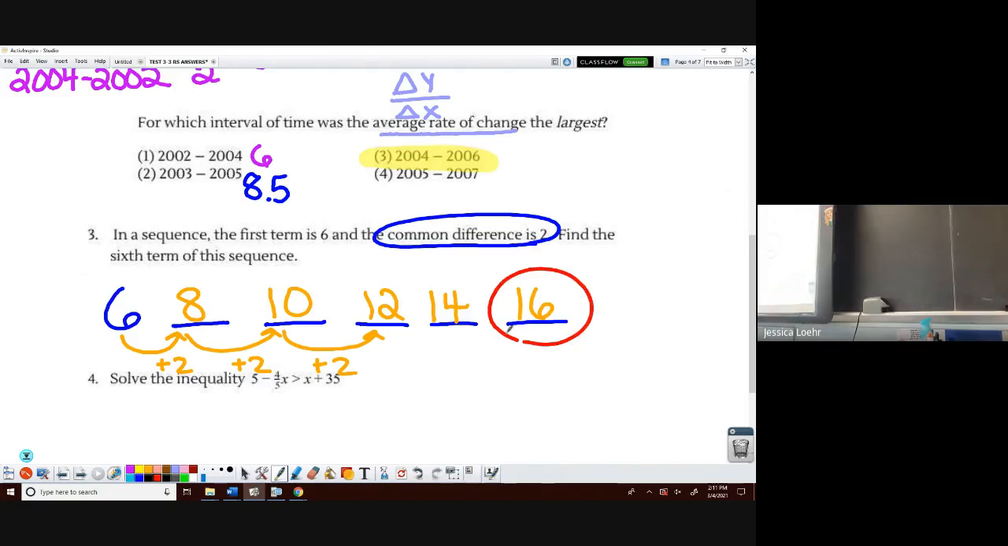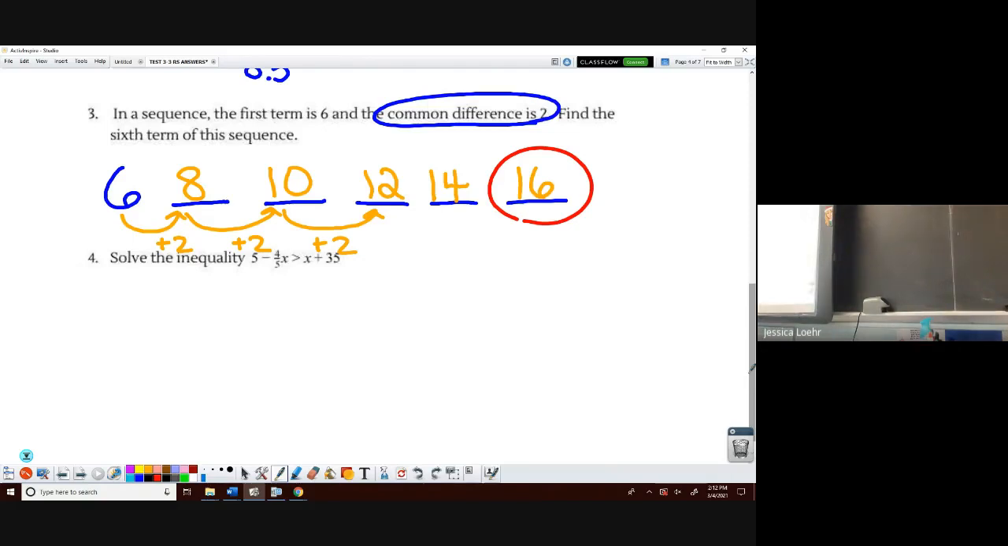Questions? Okay. Number 4, solve the inequality. So you need to get all of your x's on one side and all of your numbers on one side. So the first thing I did was I moved the 5 over, and I have negative 4 over 5x is greater than x plus 30. Then you have to get all of your x's on one side.